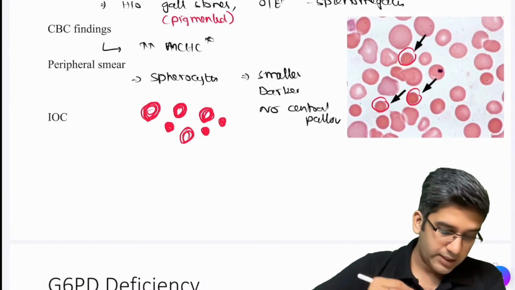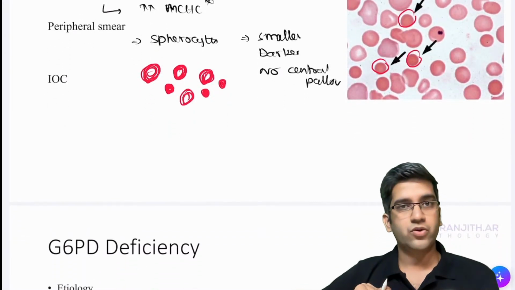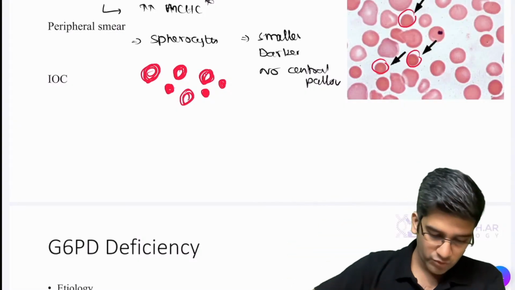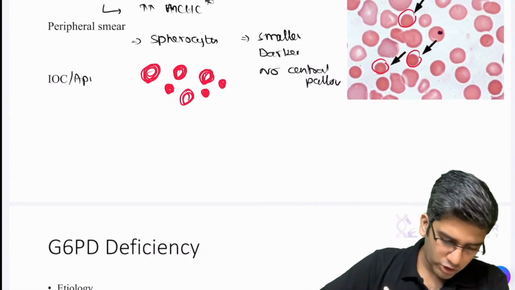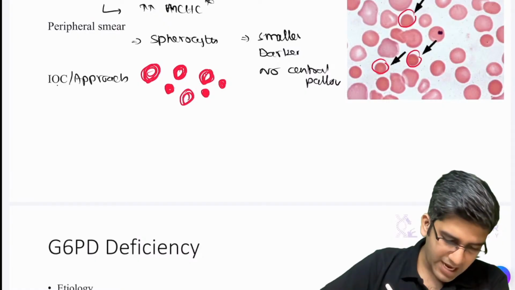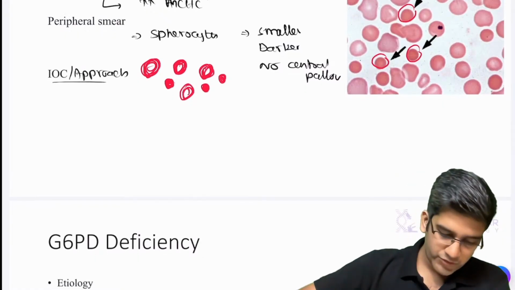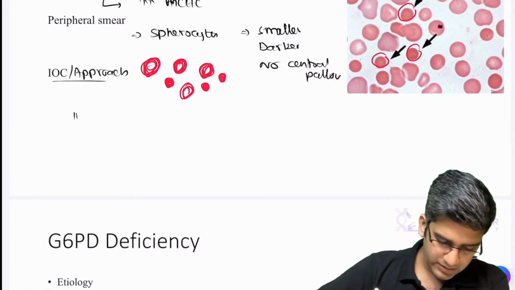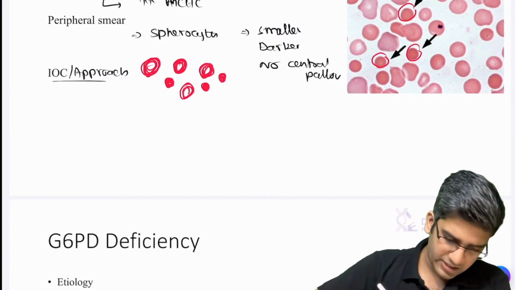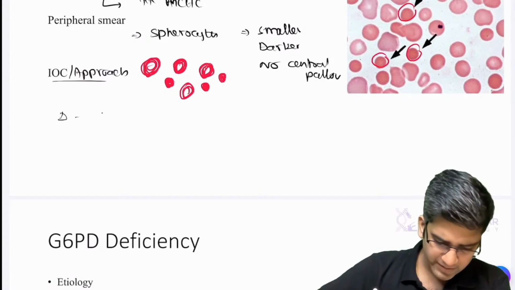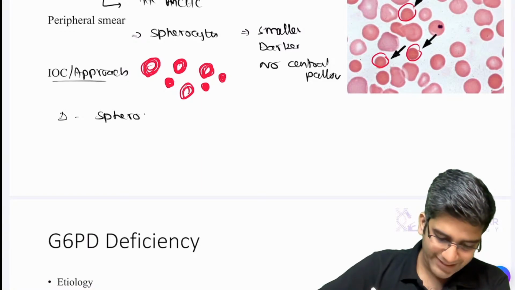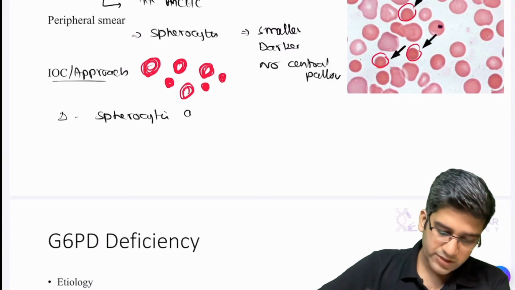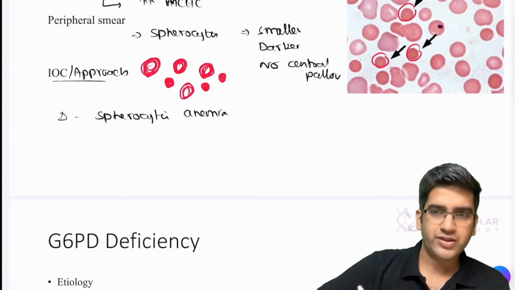No, Ipsita. Osmotic fragility test is not the investigation of choice. It does play a role. So here, like I said at the start, I want to talk about two things: approach and investigation of choice. Let's say an inpatient presents with anemia and the diagnosis made is spherocytic anemia. When I say spherocytic anemia, in microscopy I'm seeing spherocytes, that's all.